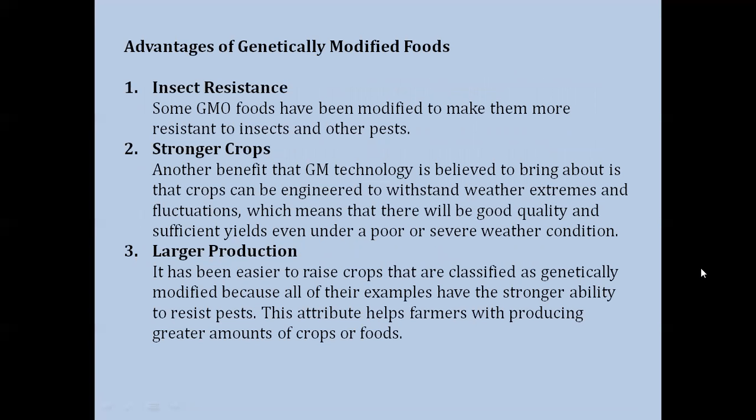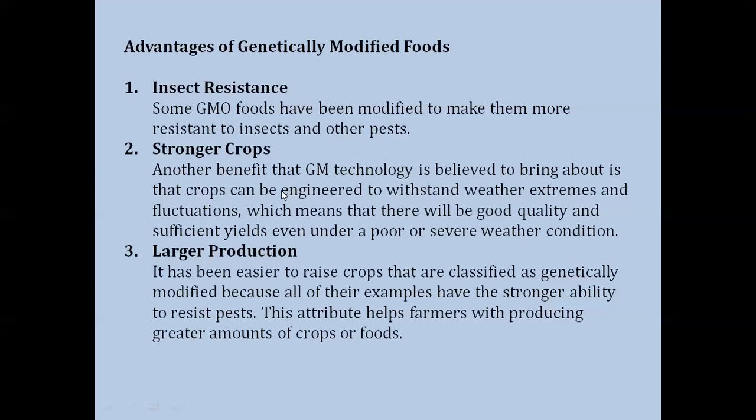In the advantages section, the first is insect resistance. Some GMO foods have been modified to make them more resistant to insects and pests. Insects and pests are very dangerous, as crop yield is significantly reduced. So that's why the prime target was to develop insect or pest resistant genetically modified food or crops.